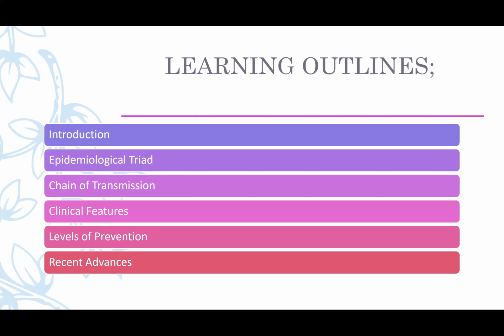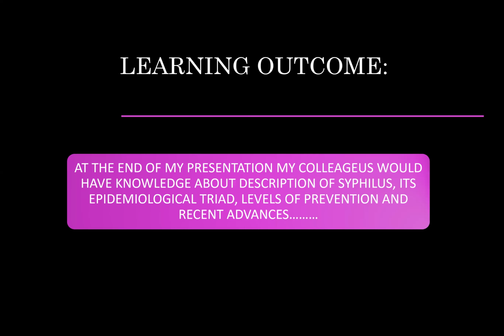Learning outline includes introduction, epidemiological triad, chain of transmission, clinical features, levels of prevention, and recent advances. Learning outcome: at the end of my presentation, my colleagues would have knowledge about description of syphilis, its epidemiological triad, levels of prevention, and recent advances.